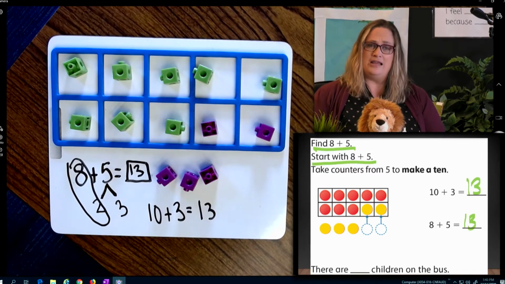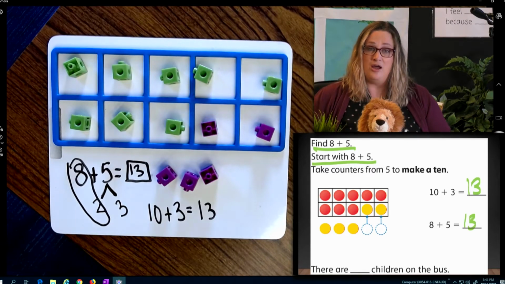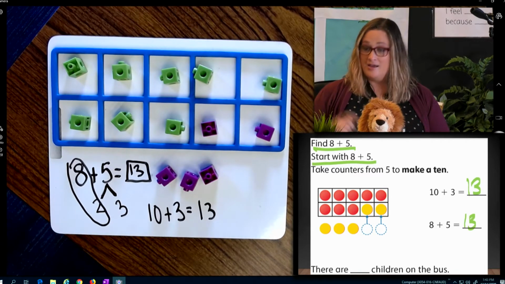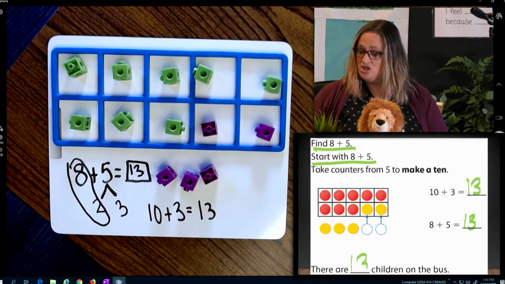So what's our answer, first graders? How many children are on the bus now? Yes, 13 children are on the bus now.